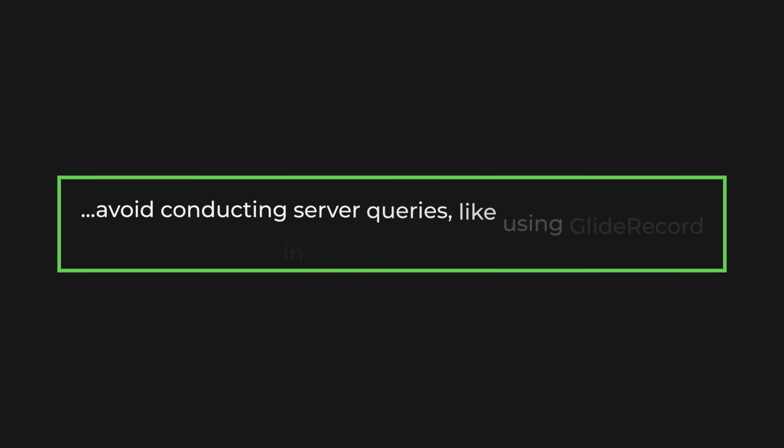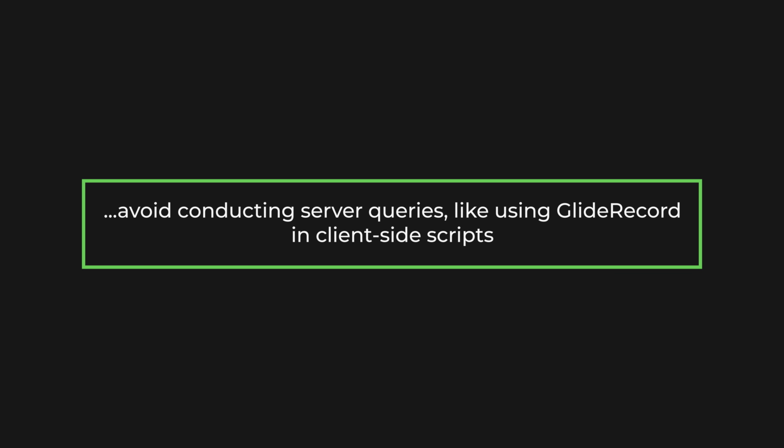The next nugget of knowledge is to avoid conducting server queries, like using GlideRecord, in client-side scripts. While technically you can do it, it's not recommended as it can lead to performance issues. Working within the client is separate from working with the server. If you need to retrieve information from the server, which is a common requirement, you'd want to evaluate the need for that type of data and determine if it's only needed sometimes based on certain changes or outcomes within the form. And if so, you'd want to use GlideAjax.